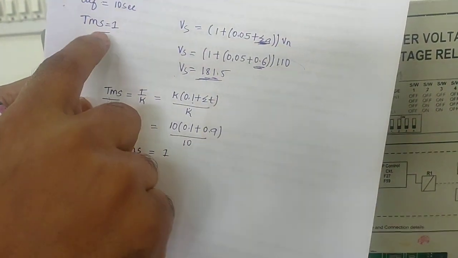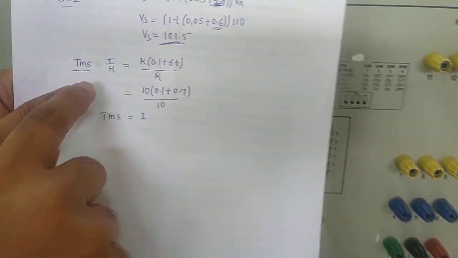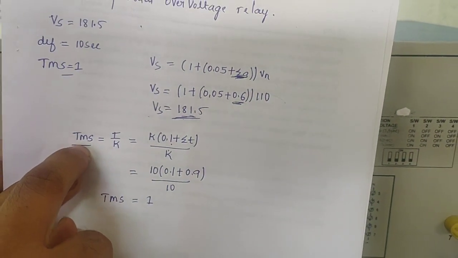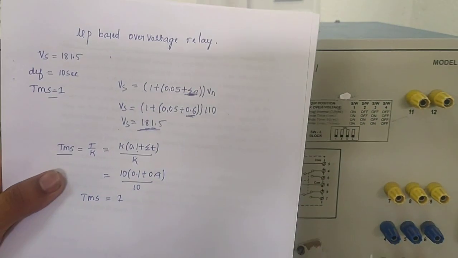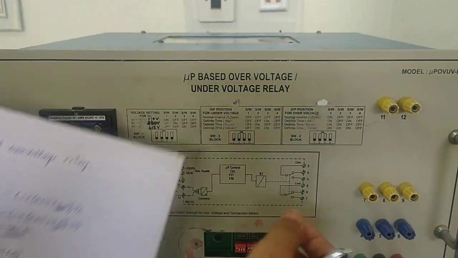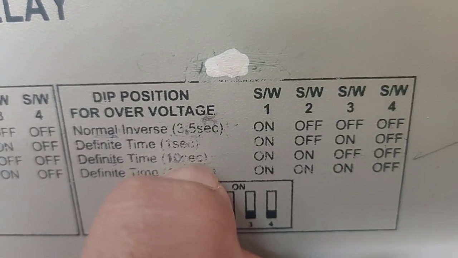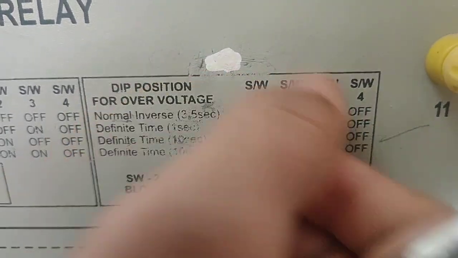Next we need to set TMS equal to 1. They ask the question: set TMS to 1. We have the formula TMS is equal to T by K. In electromechanical relays we set it by turning from 0 to 1, but here we need to calculate T by K. In the question they have given definite time 10 second, and the value in the bracket is K. What is the definite time switch condition? It is on, off. This we also need to set here.